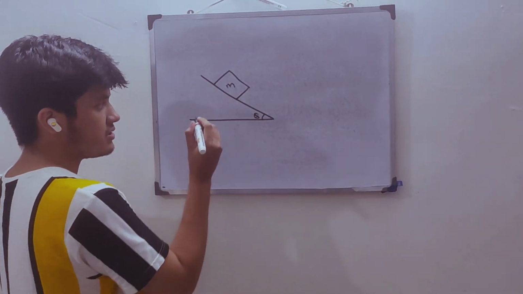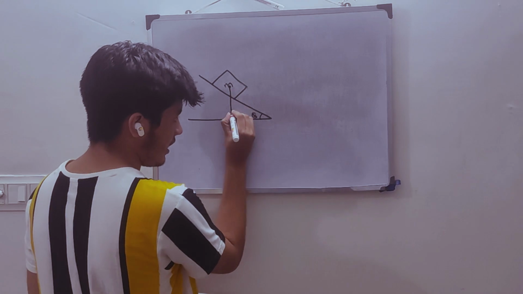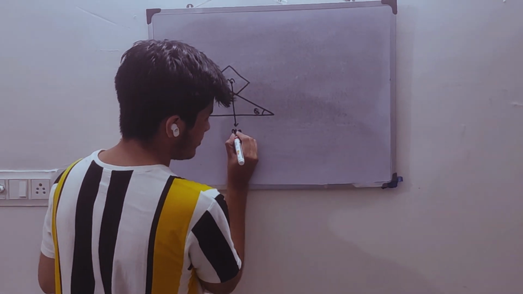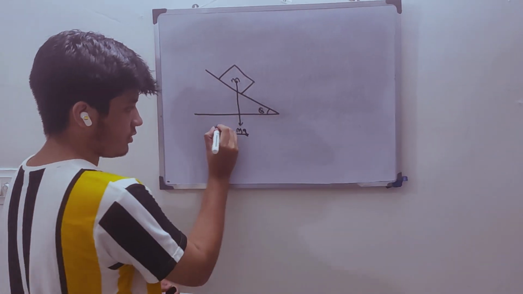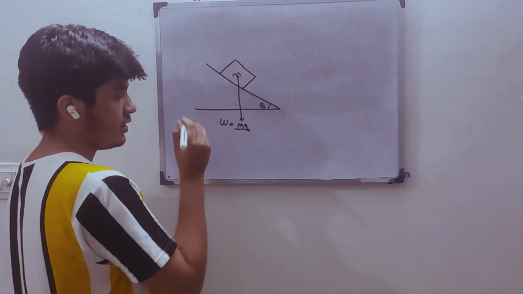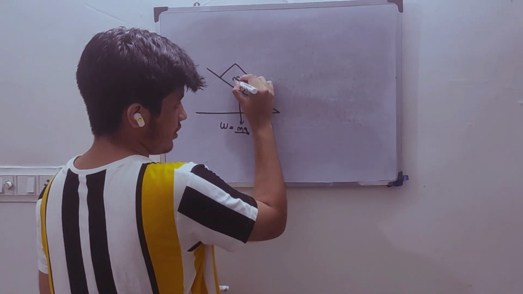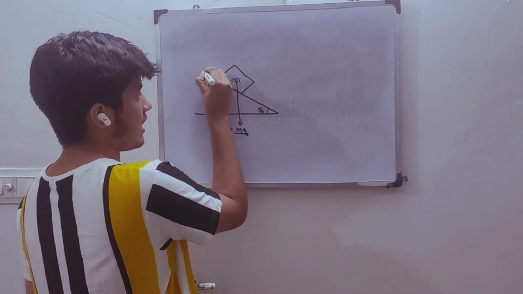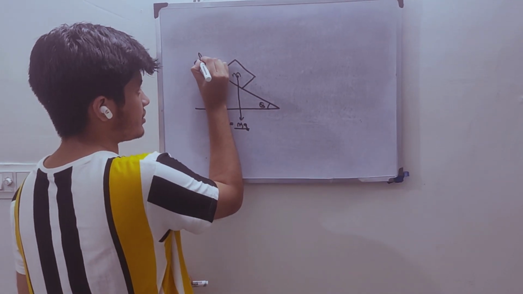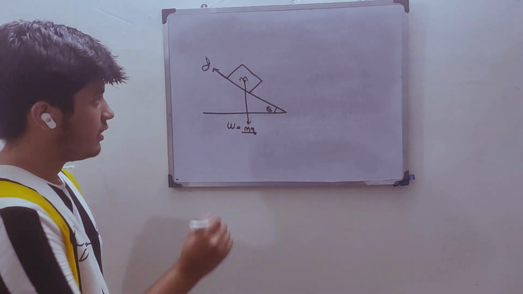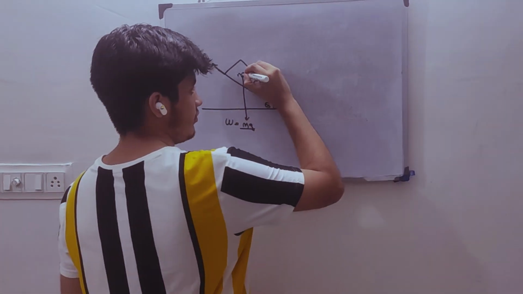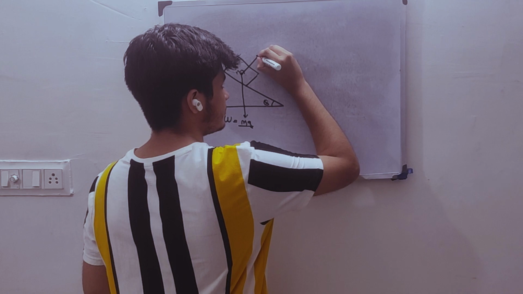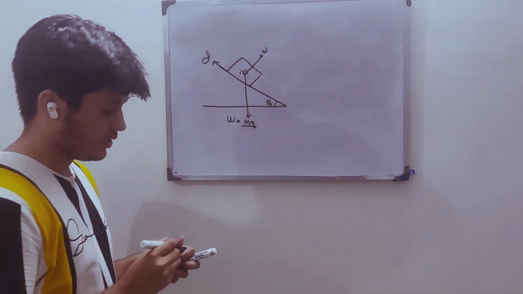So as you can see, this is mg, the weight of the body, which is equal to mg. As the body will move in this direction, where will the friction force act? The frictional force will act this way. This is the friction force. The normal force will be there. This is the normal force.